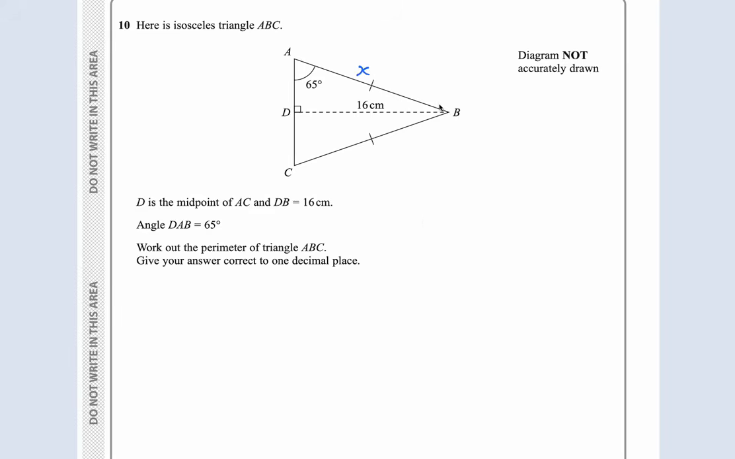Once I get this length, it's easy because it's just going to be, actually, sorry, that's not true. I'm going to get this length and I have to get this length. And then I'm going to do x plus y plus y. So I'll get x and then I'll get y. How do I get x? Well, I'm going to use SOHCAHTOA.